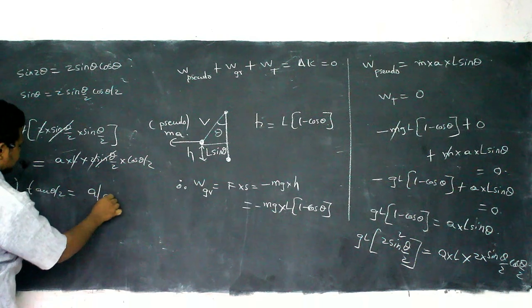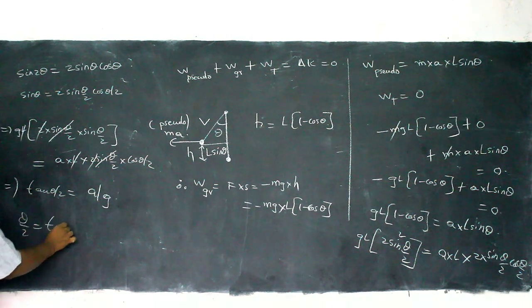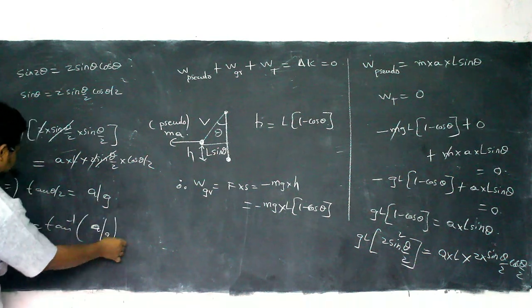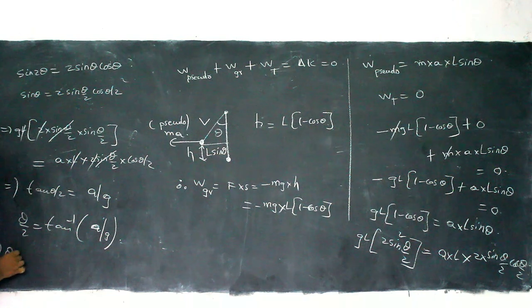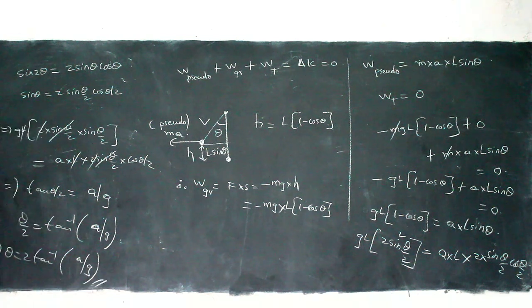Can I write like this? So therefore, theta by 2 is equals to tan inverse of A by G. Clear? But I want theta, no? Theta is equals to 2 tan inverse of A by G. That is my answer. Have you understood? That's all. Clear?